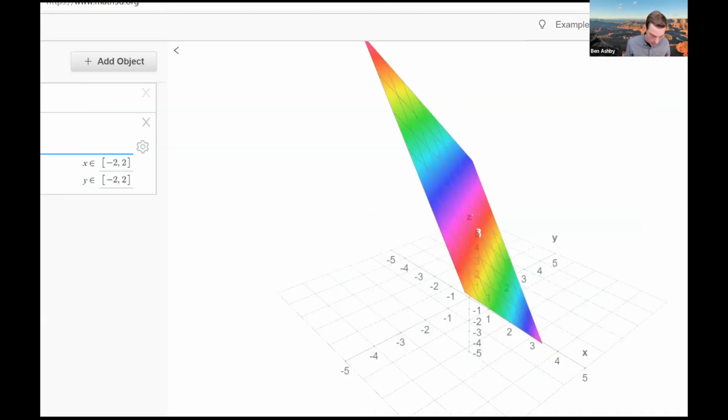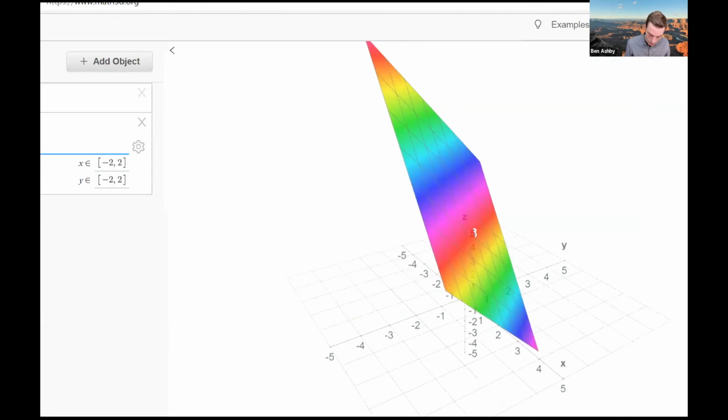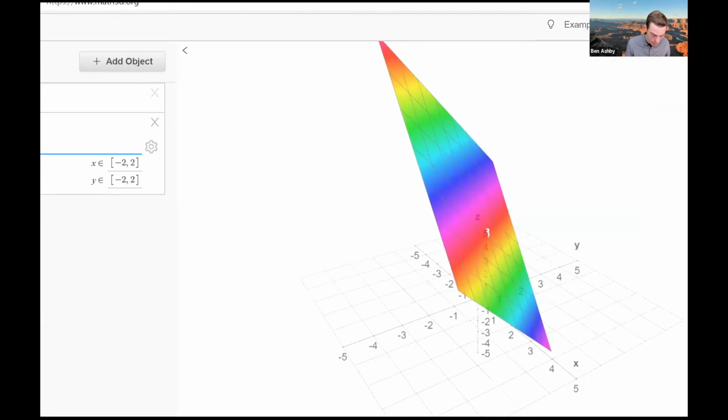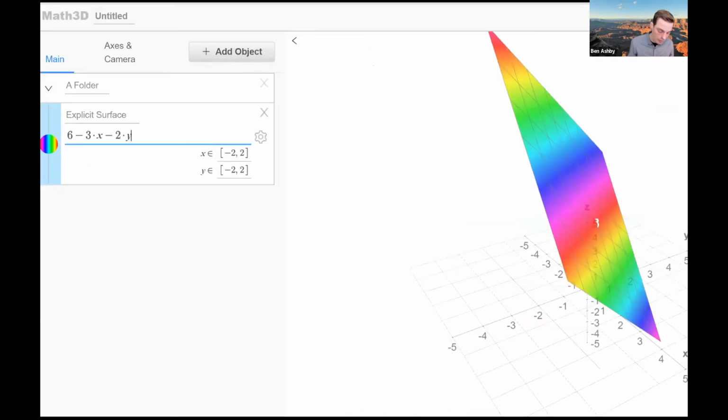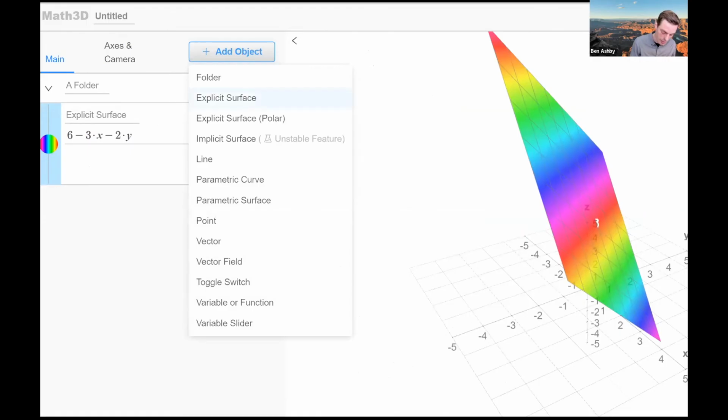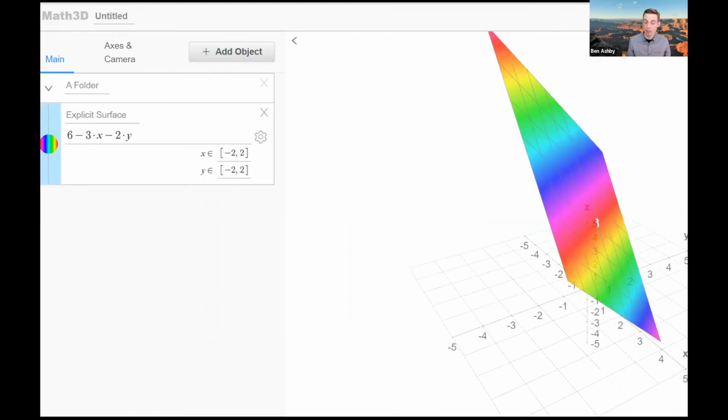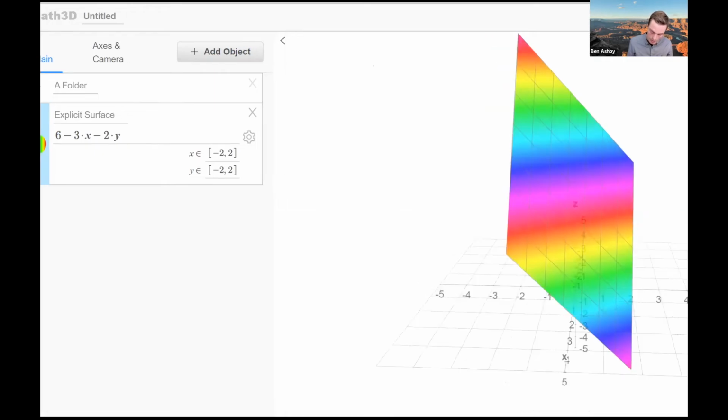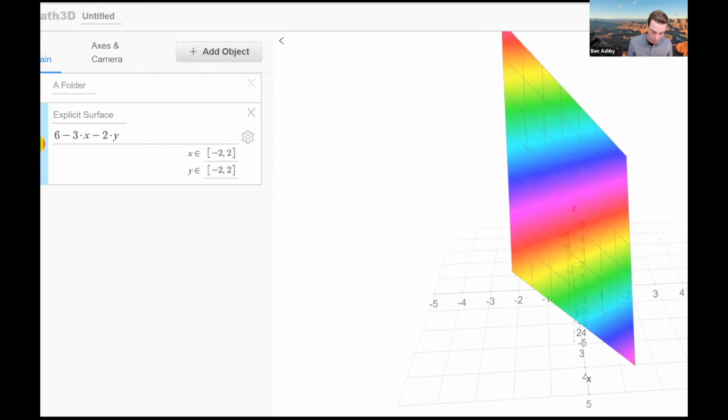So here is an example of this function that we just had here plotted. Let me just move that over here. If you go to math3d.org and want to plot a surface, you just go to add object, then explicit surface, and then you can type in your function. And we see here that this is the function that we've just plotted.